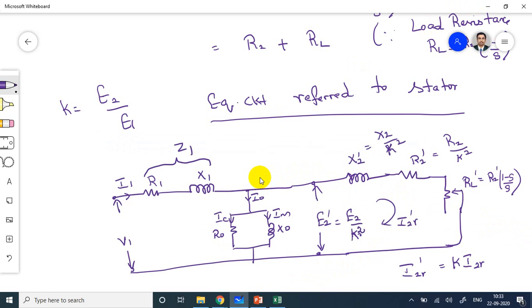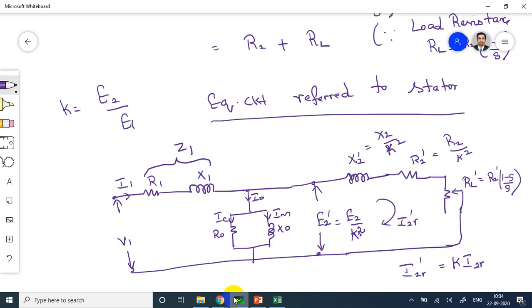When you're transferring the variables from rotor to stator, the notation which we are representing on the rotor side is the dash symbol. This K is a transformer ratio. For resistance and reactance, you have to divide the parameters by K square. For the current, you have to multiply it with K, where K is a transformer ratio. It is defined as number of stator turns to number of rotor turns.